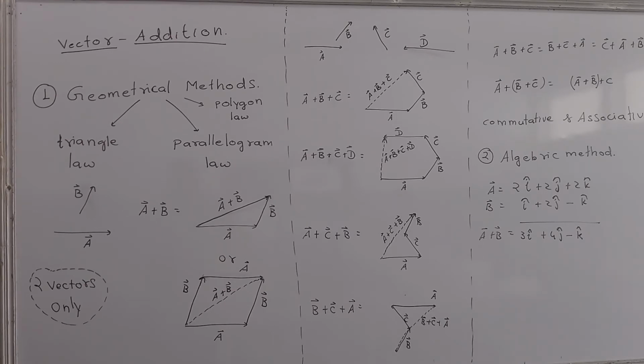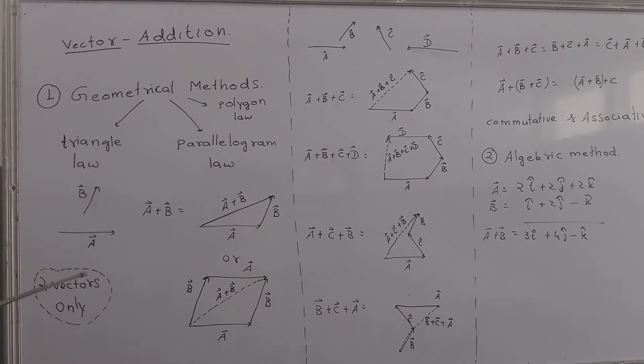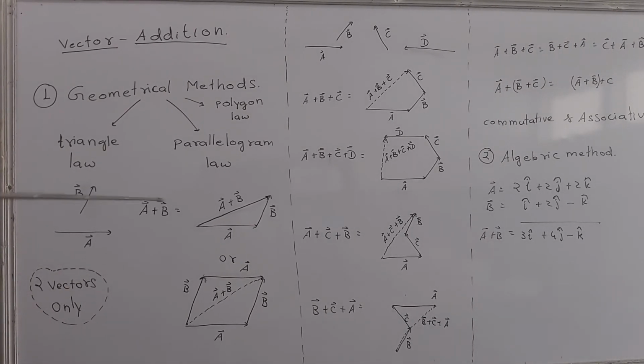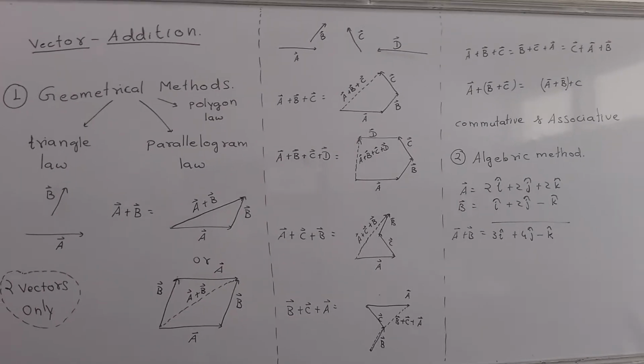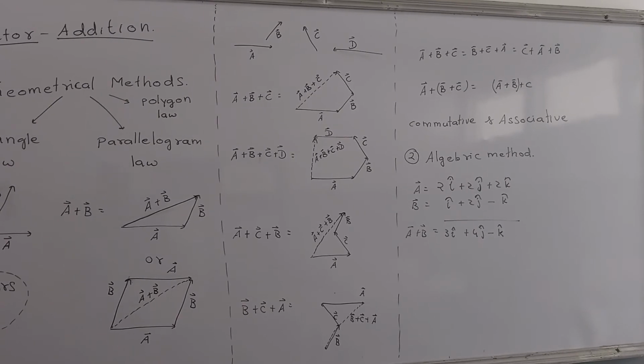But there is a problem in these two laws, the triangle law and the parallelogram law, that you can add only two vectors. If you have to add three vectors, then this is not applicable. The limitation of triangle law and parallelogram law is that you can add only two different vectors. So is there any method from which we can add more than two vectors? There must be.